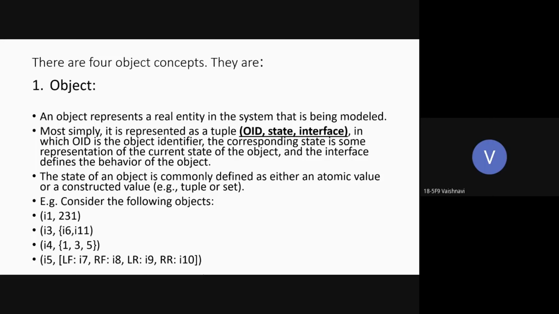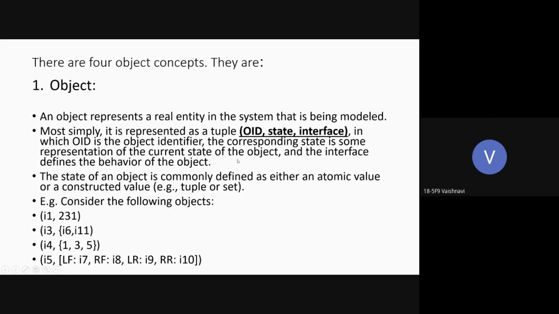The first one is object itself, the same definition as in Java and C++. It represents a real entity in the system that is being modeled. It is used as a tuple in this language. The tuple consists of 3 items, and the 3 things are OID, state, and interface.